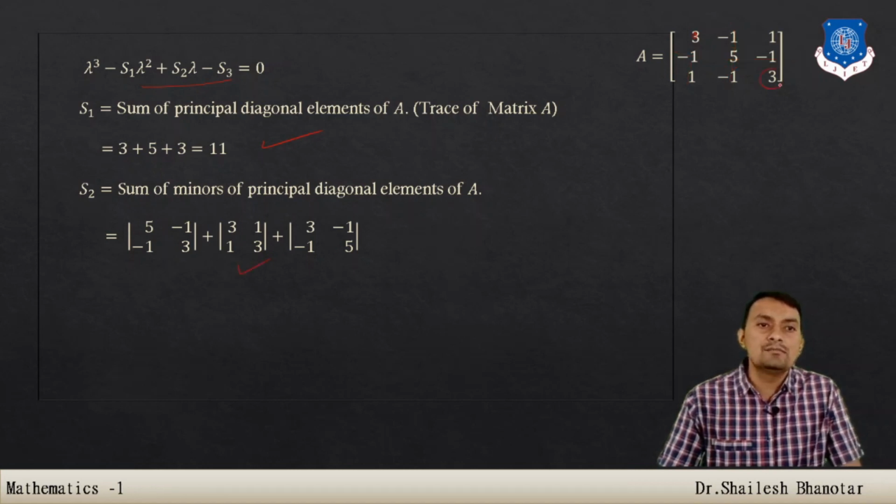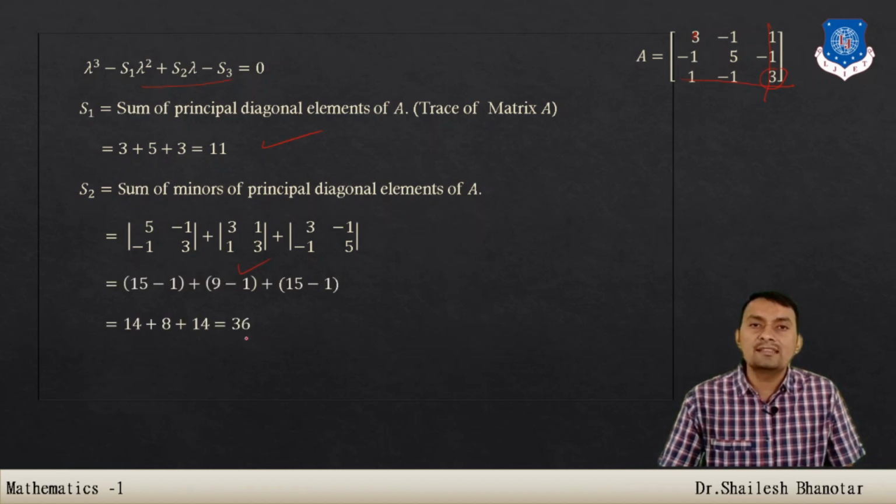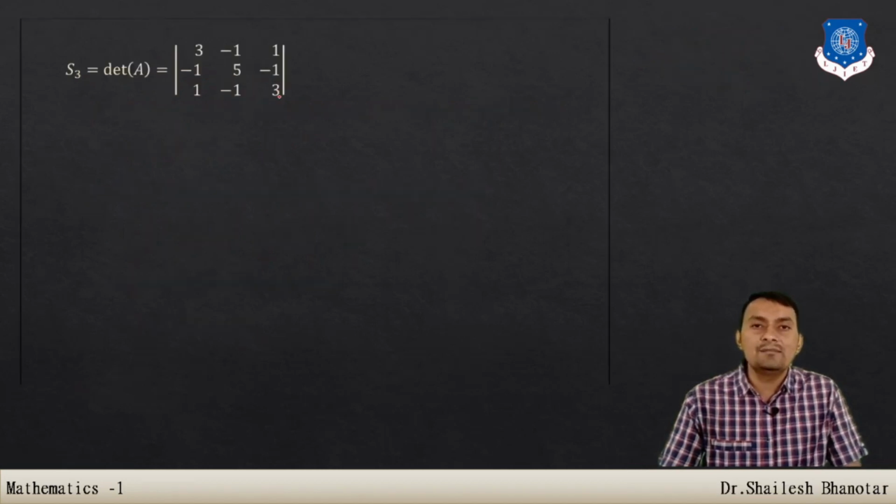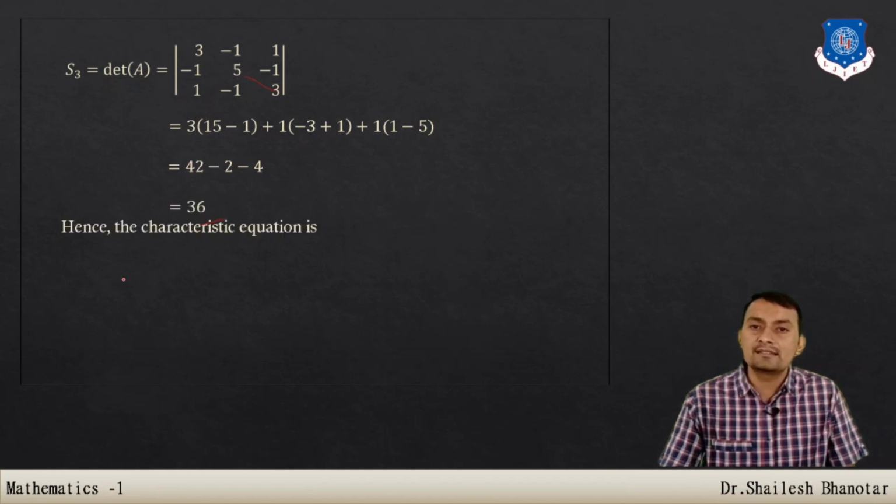But when I focus on the minor of this one, I have to eliminate this one, so I will get 3, minus 1, minus 1, 5. But when you simplify, you will get 36 for S2, and S3 is nothing but the determinant of the matrix A. So 3 into this product 15 minus, and minus minus is plus, and minus, that is minus 1, minus minus plus 1, and minus 3 plus 1, and 1 is there, so plus 1 minus 5. But when you simplify, you will get 36. And therefore the characteristic equation is lambda cube minus 11 lambda square plus 36 lambda minus 36 equal to 0.